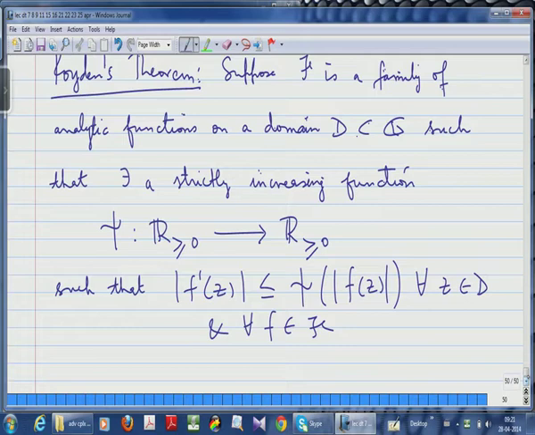Then the family F is normal, and the significance of this is that because of Montel's theorem, this will tell you that the family is going to be normally uniformly bounded. It also tells you that the derivatives will also be normally uniformly bounded. It's a very powerful condition.